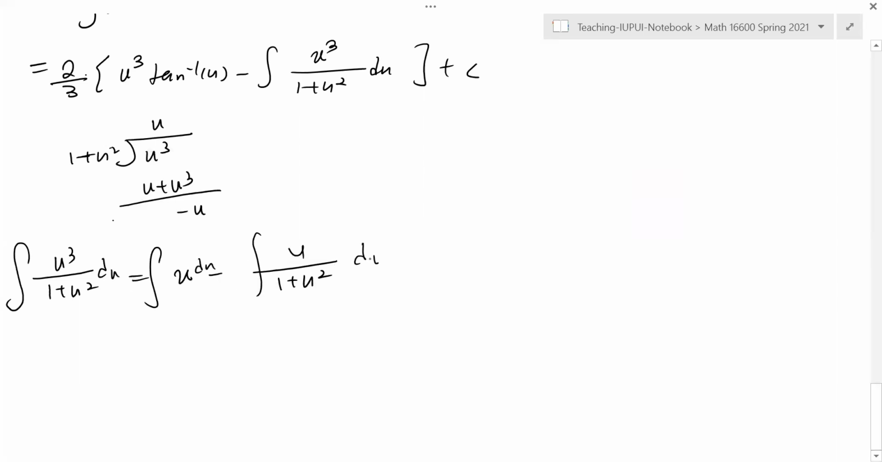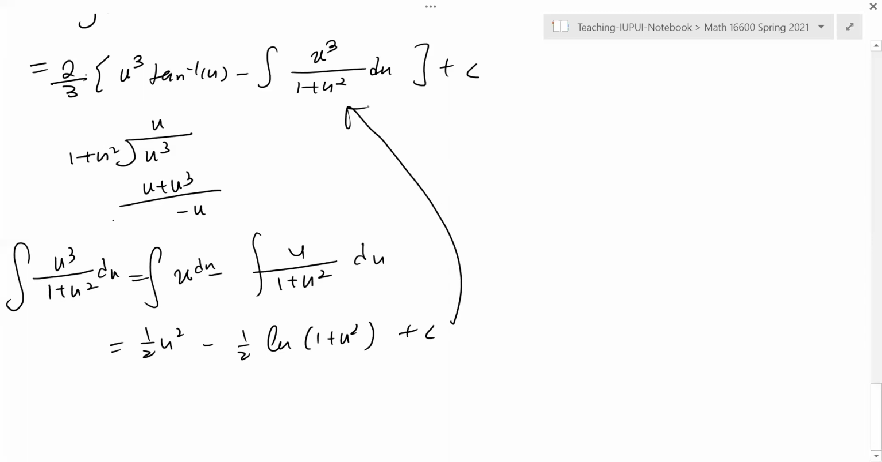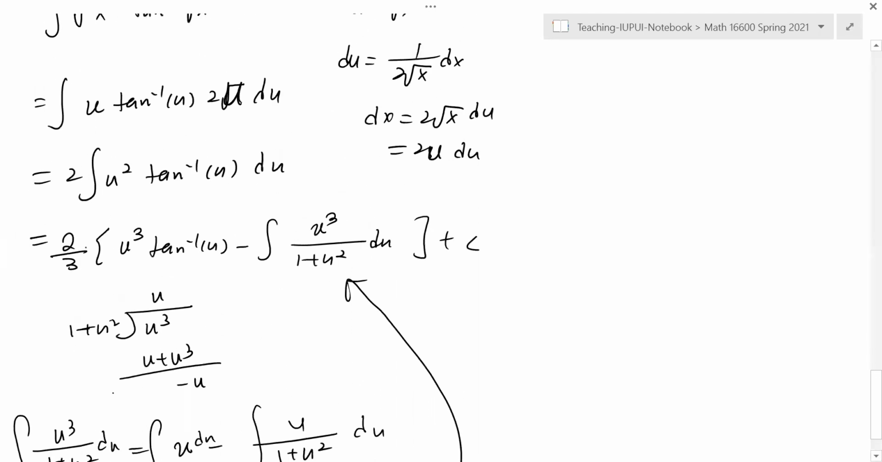So the first term is half of u squared. The second term is actually half of the natural log of 1 plus u squared, because when you differentiate, the denominator is 1 plus u squared, the numerator will be 2u, and you divide by 2, you get u. So I write down the answer quickly. Otherwise, you have to use another substitution. Then you put the answer here, and you get the complete answer to the original problem.